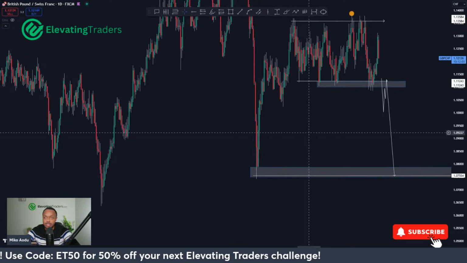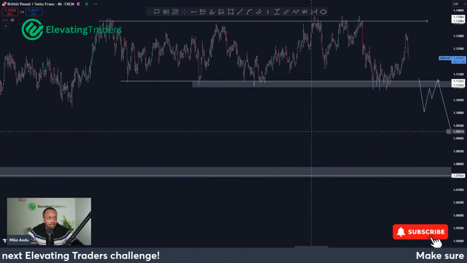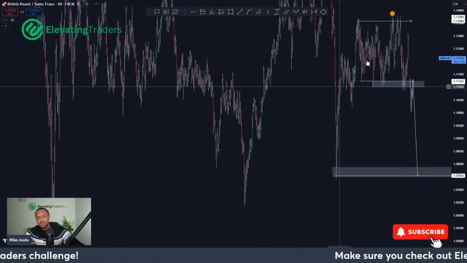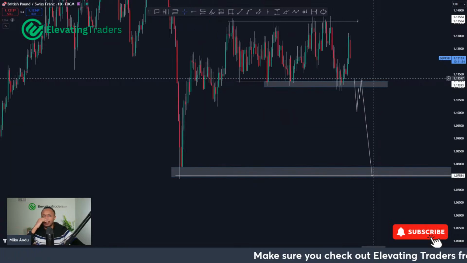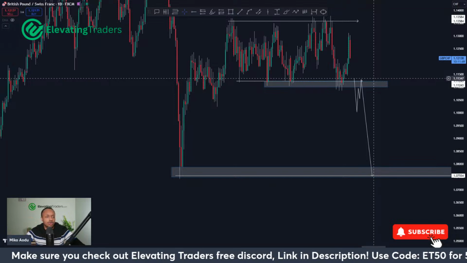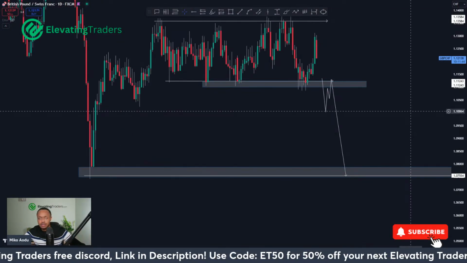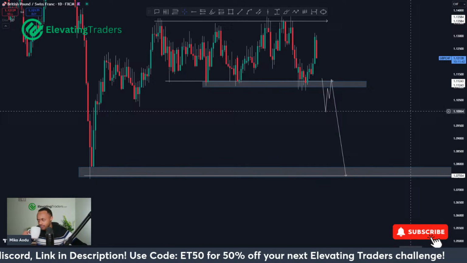1.07554. So this one is another pair I'm looking at. But again, need the breakout to happen before I actually start looking for entries. And yeah, that's pretty much my watch list. I don't think I missed any out. Yeah, that is basically the watch list. Again, there are a couple other pairs I'm looking at, but they're not quite ready in terms of looking for me to buy or sell them yet.